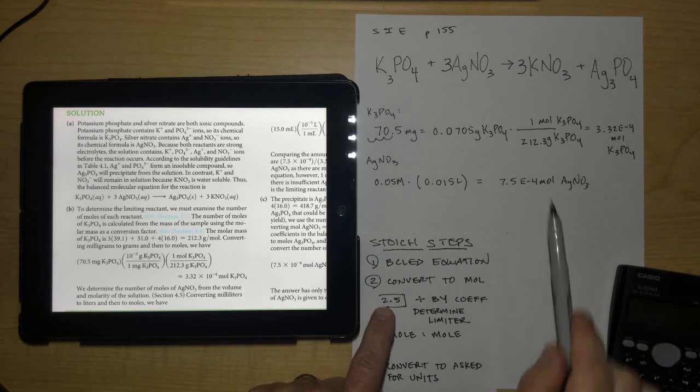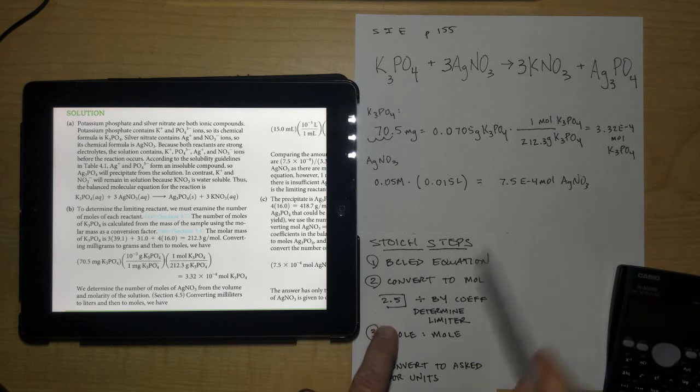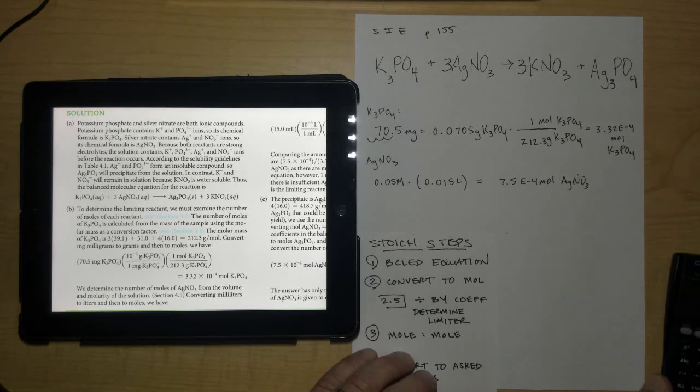All right, so we're at step 2.5 now. We did all the converting to moles. We have moles of this, moles of this. Now we have to divide by the coefficient to determine the limiter. Remember, we don't actually have to do the division.